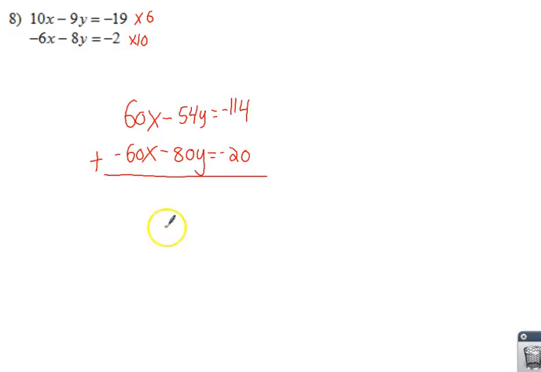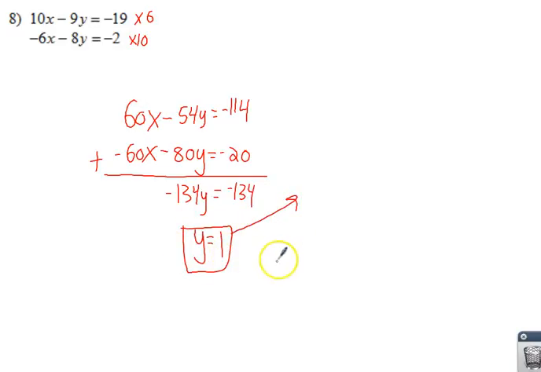Negative 54y plus a negative 80y is negative 134y. Oh boy. Negative 114 plus a negative 20. Oh, negative 134. I'll get y equaling 1. Oh, happy day. And now going through and shoving that into, let's go the bottom equation this time. Negative 6x minus 8 times 1 equals negative 2.